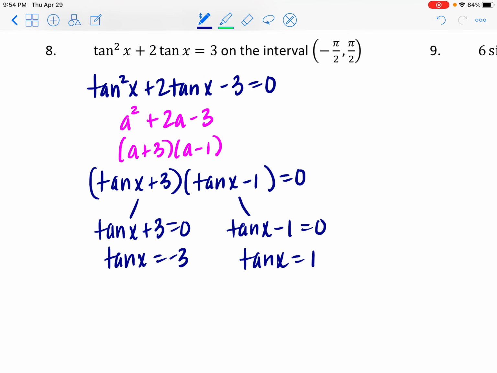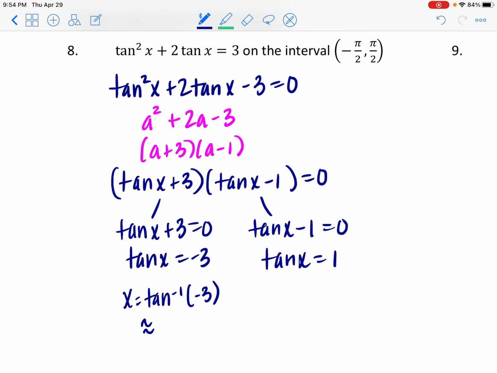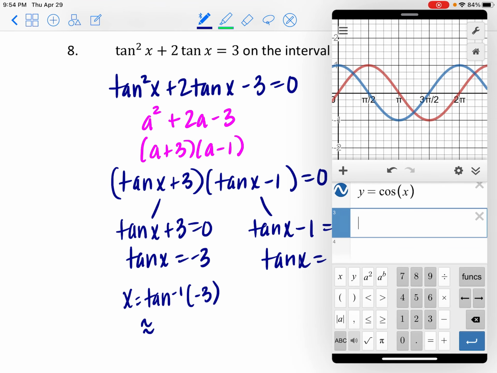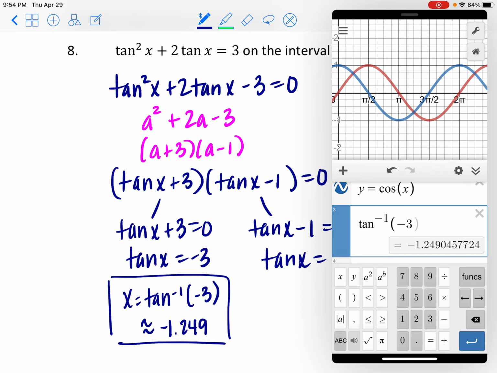So if the tangent of x is going to equal -3, then we can say x is going to equal the inverse tangent of -3. So we get rid of tangent using its inverse. And so that's the exact solution there. Approximately, let's see, inverse tan of -3 is about -1.249-ish. Looks good to me. So that's going to be one solution there.